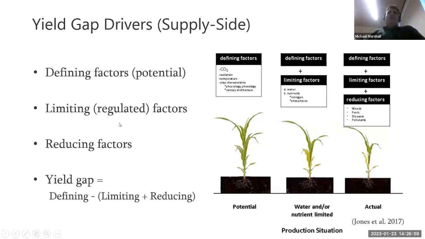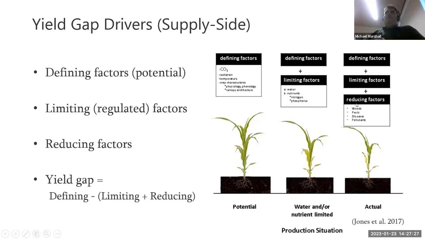But then, of course, there are other factors, limiting or regulating factors. These are things like nutrients and water, things that the farmers have some direct control in regulating, which can affect the productivity of the crop. And this is where most crop yield models stop. You have the defining factors and the limiting factors, and that's how you estimate yield.